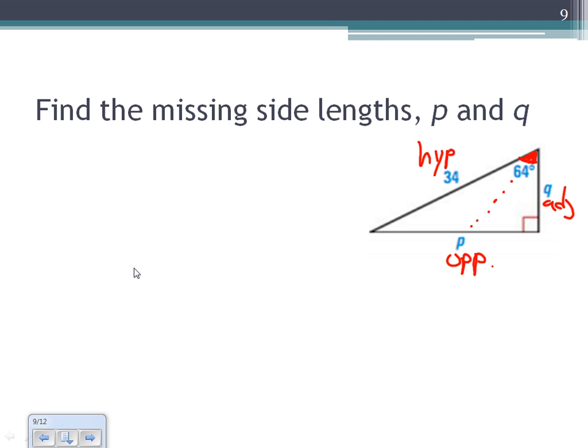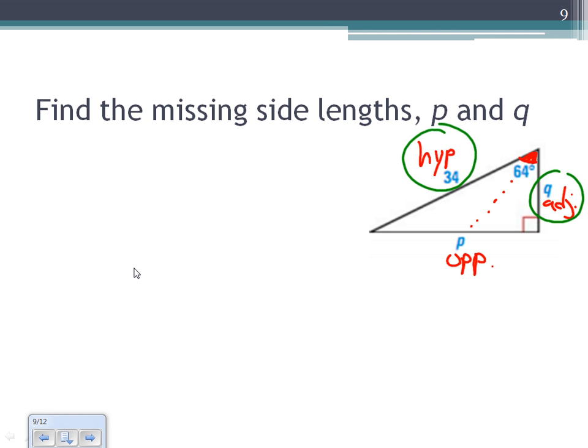Why can I not choose the opposite and the adjacent here? Why would that be a very poor choice? Gloria? Because I have two variables and only one equation. We can never solve that if there's two variables and only one equation. So only choose one at a time. I'll do green first. I'm going to choose the hypotenuse and Q.